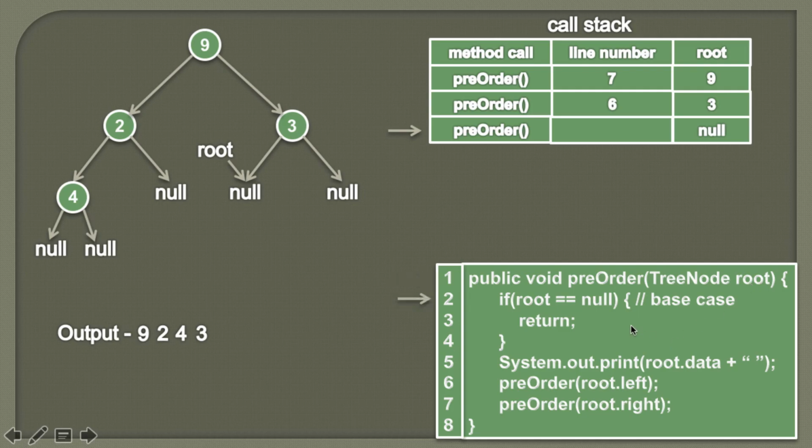We'll check whether root is equal to null or not. Currently root is equal to null. So we have reached our base case. We'll simply return from this method. Now as we return from this method, the pre-order method on the call stack with the root as null will be removed from the call stack. And the execution point will reach the method which had called this method.